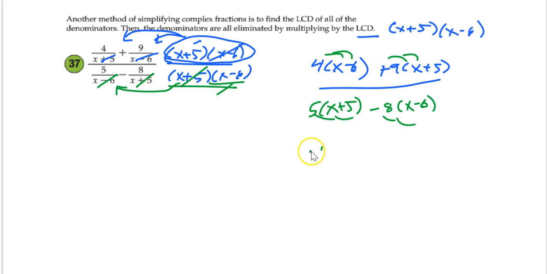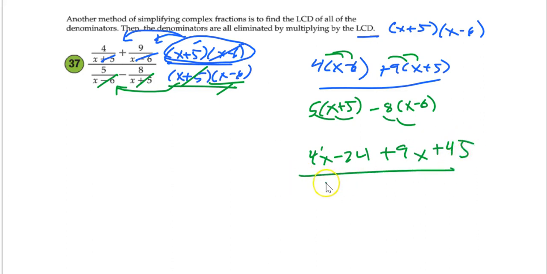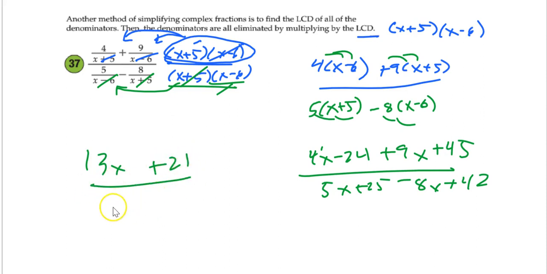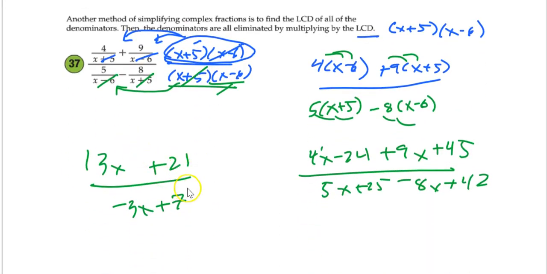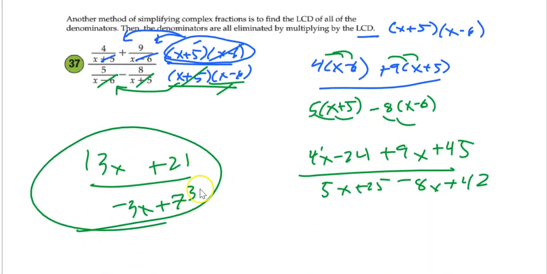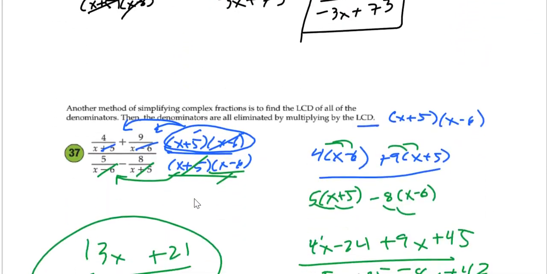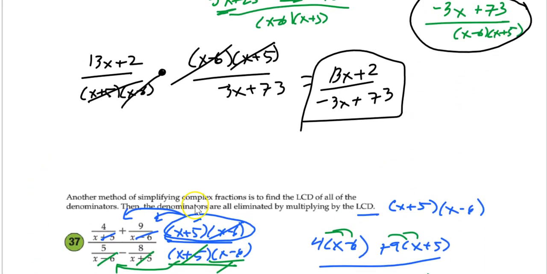And you get 4x minus 24 plus 9x plus 45 all over 5x plus 25 minus 8x plus 42, which gets you 13x plus 21 over negative 3x plus 73. Is that what I said last time? Yep, 73. Right? So same answer either way. Doesn't matter how you do it. Exact same answer.